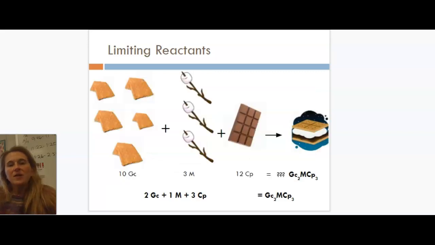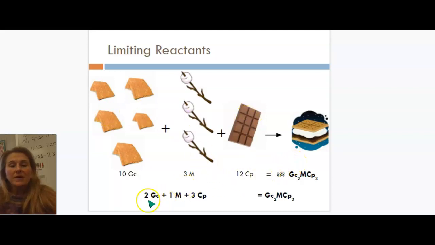So basically looking at limiting reactants and reactants that are in excess, we're looking at different numbers or amounts of our reactants coming together and calculating how many s'mores we could make. So for example here, if we have 10 graham crackers and 3 marshmallows and 12 chocolate pieces, how many s'mores can we make?